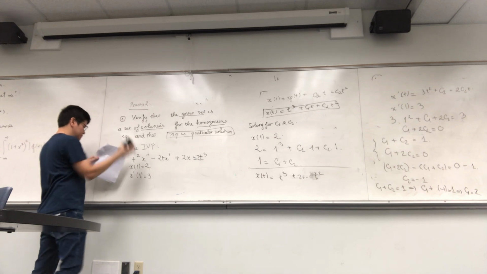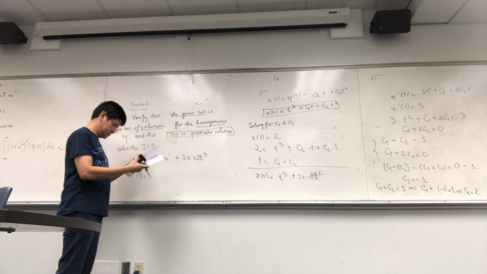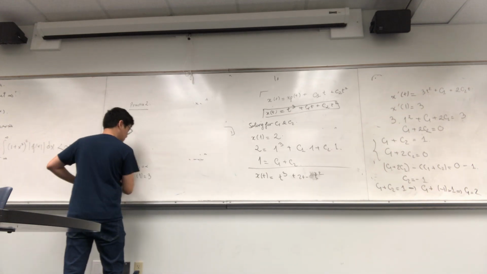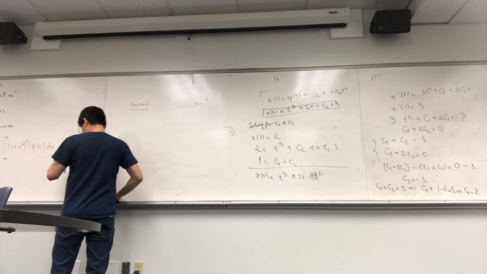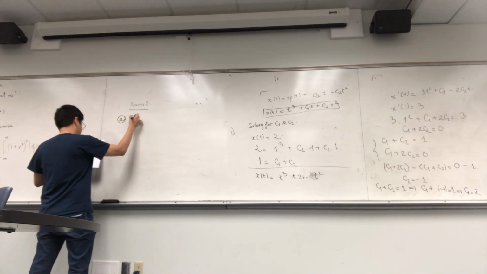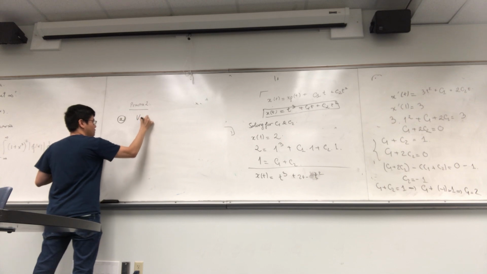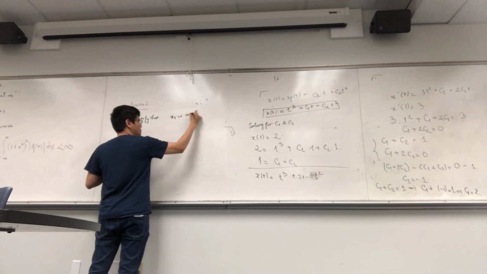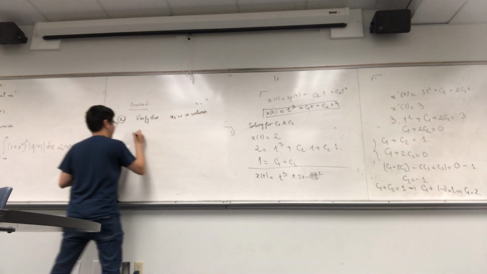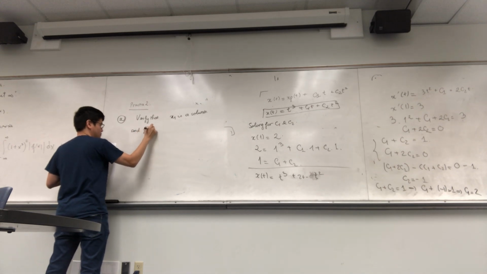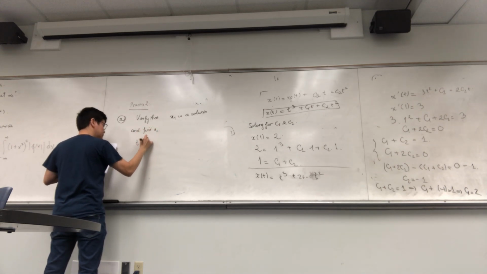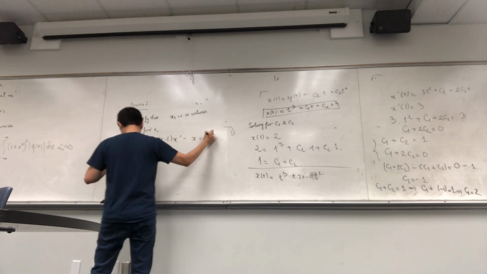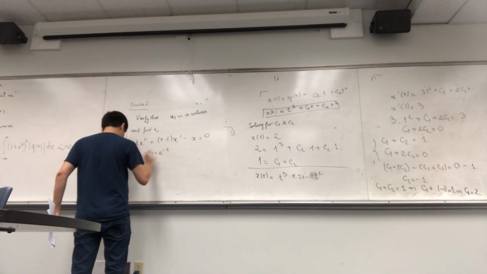So the second one: verify that x1 is a solution and find x2. t x'' plus (t minus 1) x' minus x is equal to 0. x1 is e to the power minus t.